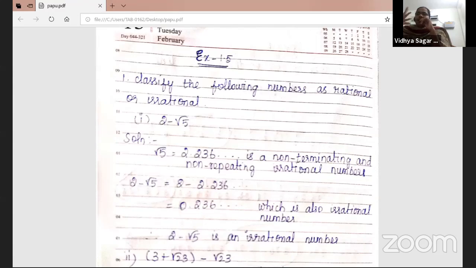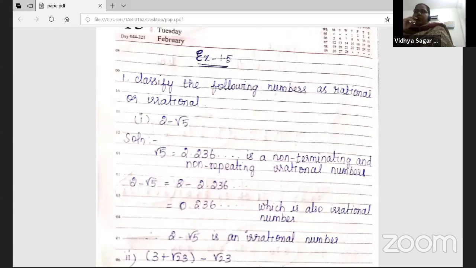Non-terminating means the value doesn't become 0. It keeps going on. So root 5 is an irrational number. What is the value of root 5? It is 2.236. So it is a non-terminating, non-repeating irrational number.